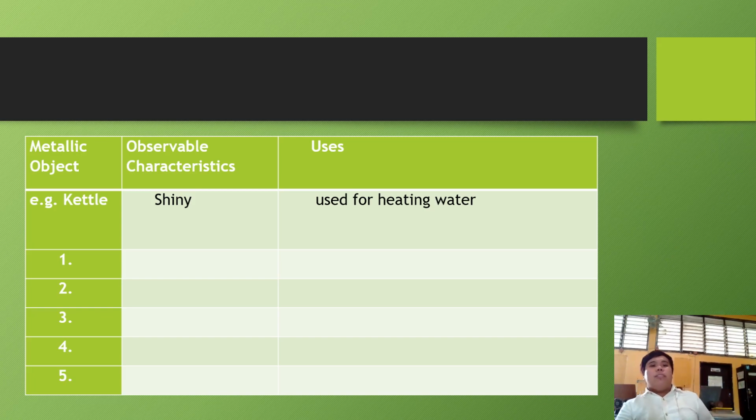So you will list metallic objects, 5 metallic objects. Then you will write its observable characteristics, 1 for each, and then their uses. So that is still 1 point each. So you have 15 points for this: 5 points for the metallic object, 5 points for the observable characteristics, and 5 points for the uses.